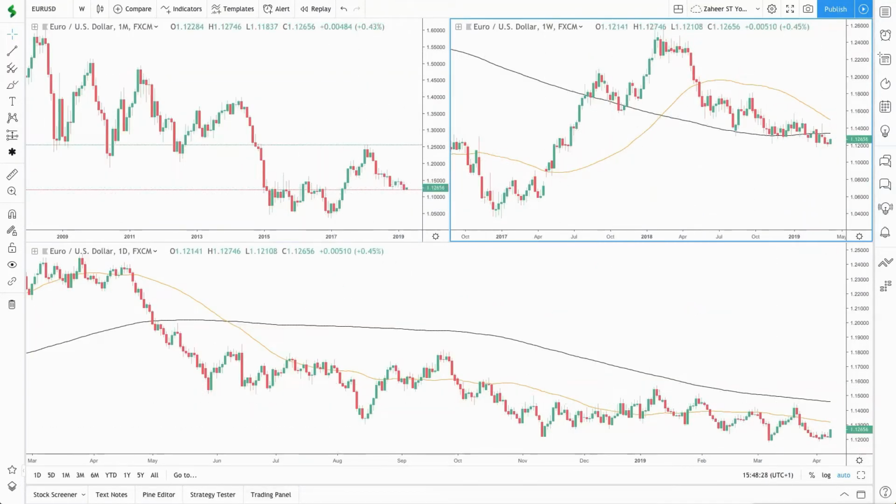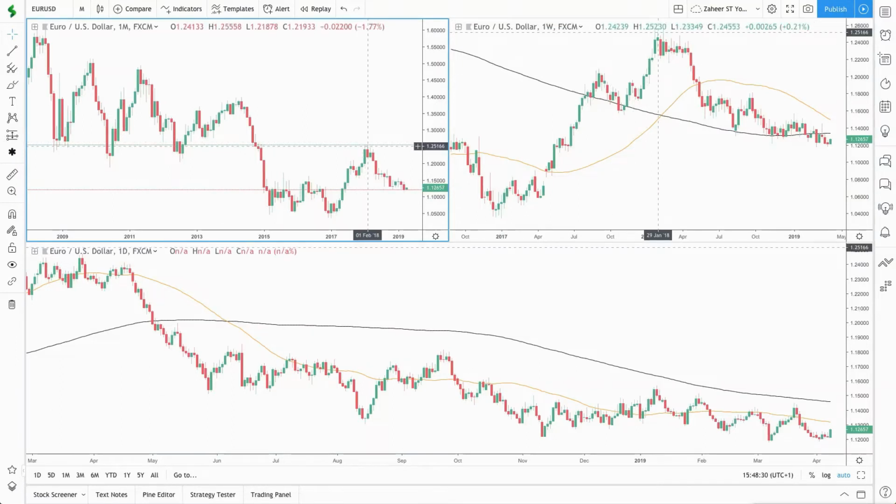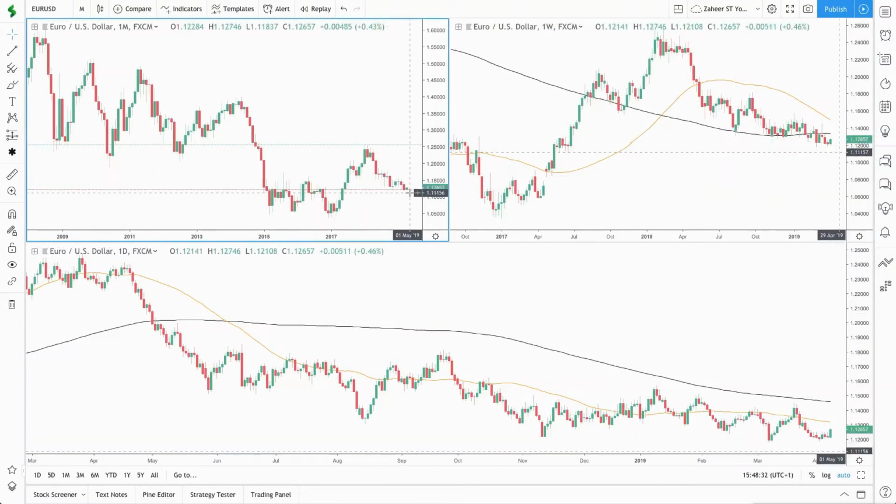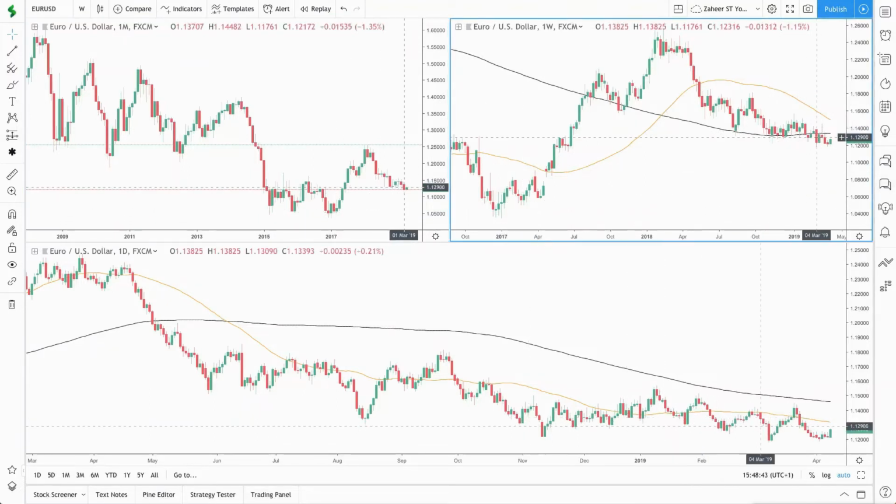The next chart we'll look at is the euro dollar. We can see from the high of 2018, price has been weakening and is finding support at the low of 2018. We want to see price break through this support level, break through the 1.10 round number, and then start looking for short trades. If we move across to the weekly time frame, price is below the 200 moving average and the 50 moving average.